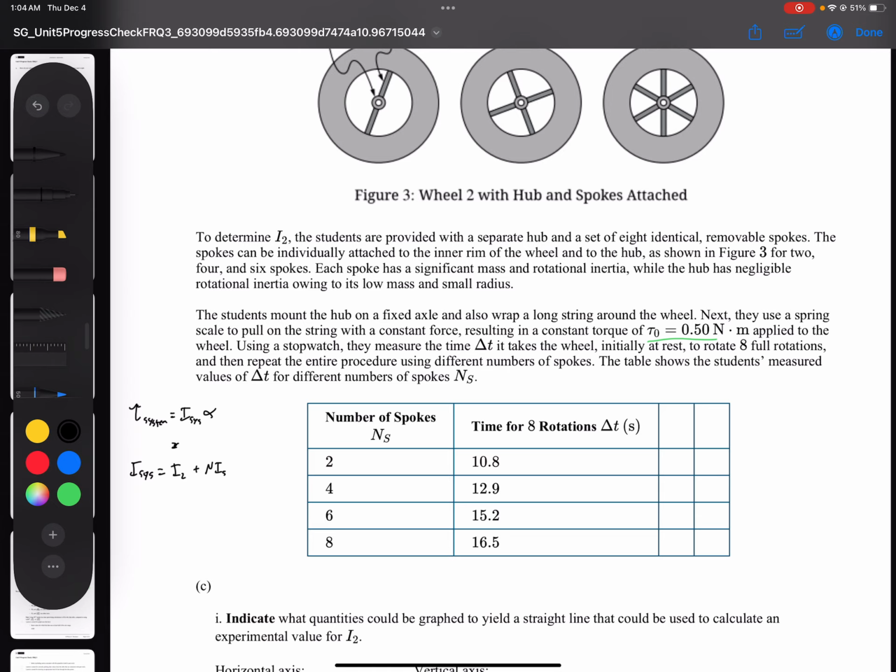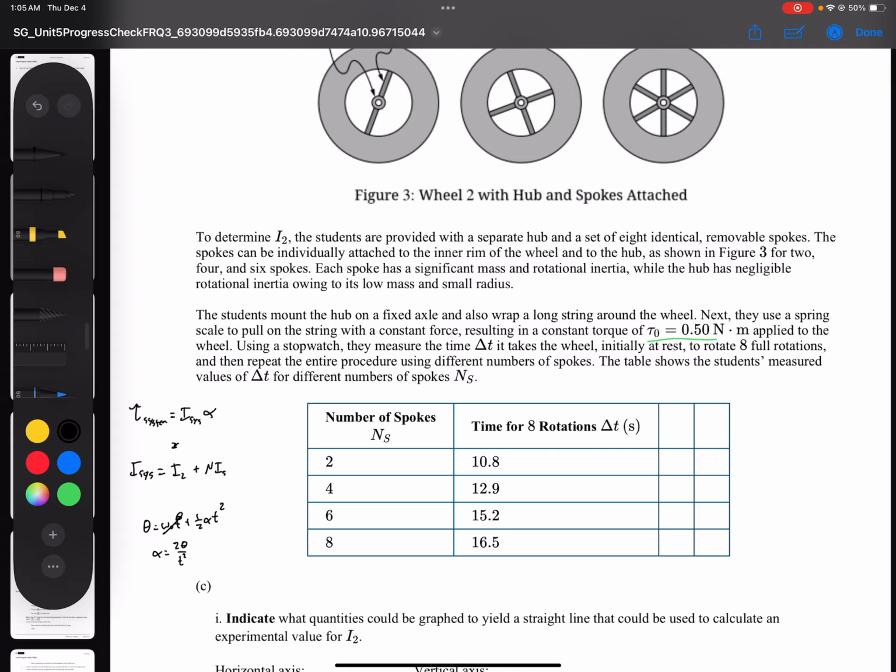And I need to relate the system's moment of inertia with the amount of time it takes to do 8 rotations. So that's where alpha comes along. All right, so for alpha, I've got to relate theta and t with respect to alpha. So the expression I'll use is theta is equal to omega naught t plus 1/2 alpha t squared. And we're going to assume that omega naught is 0. So alpha is equal to 2 theta over t squared. Okay. And we know the torque on the system is 0.5, so that's our constant.